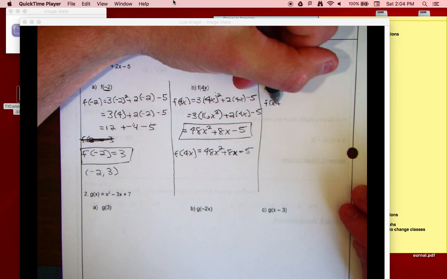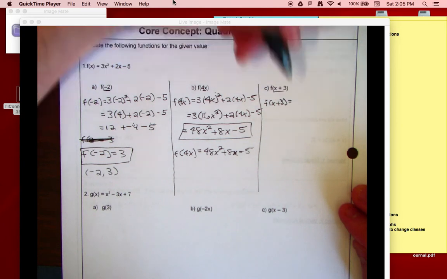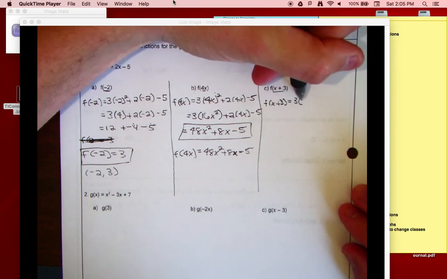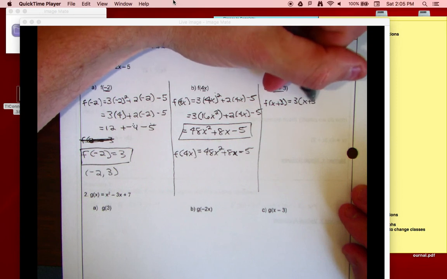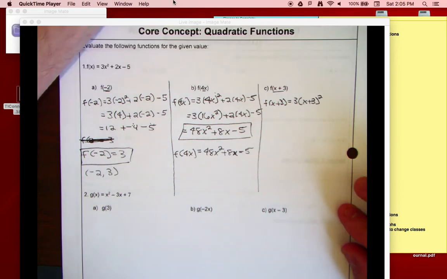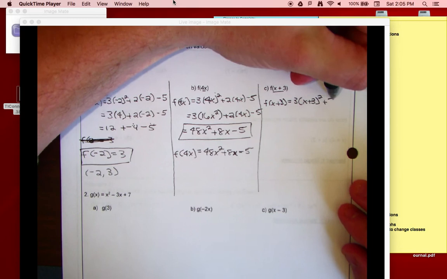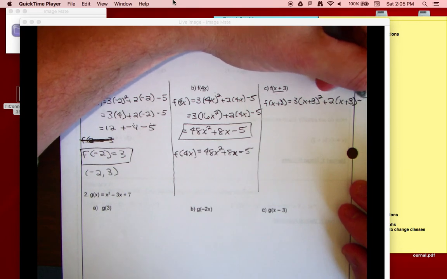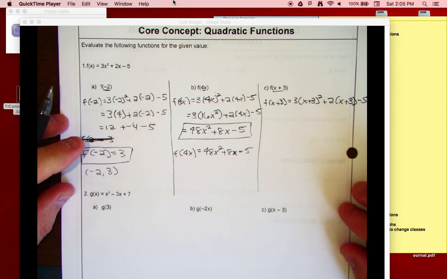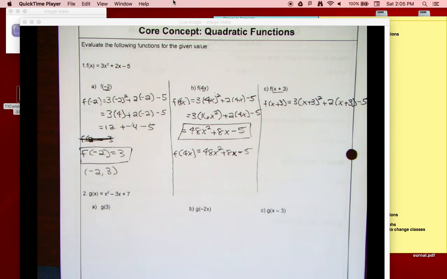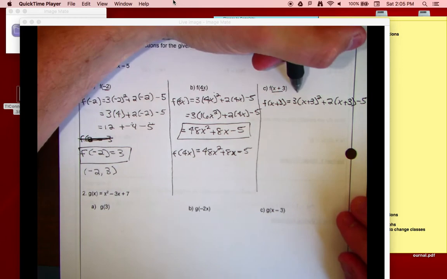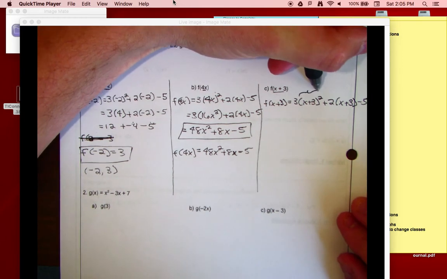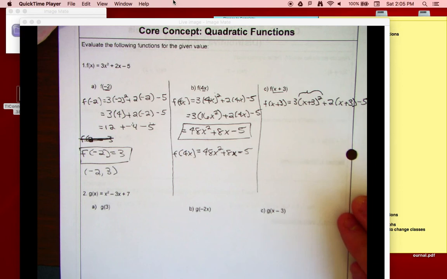F of x plus 3 equals 3, and then I'm going to put x plus 3 here in parentheses, quantity squared, plus 2 times x plus 3 minus 5. So you can see my first step is exactly the same. I substituted x plus 3 in for x. Now, where the nuance is right here, where you have that expression x plus 3, the quantity squared.